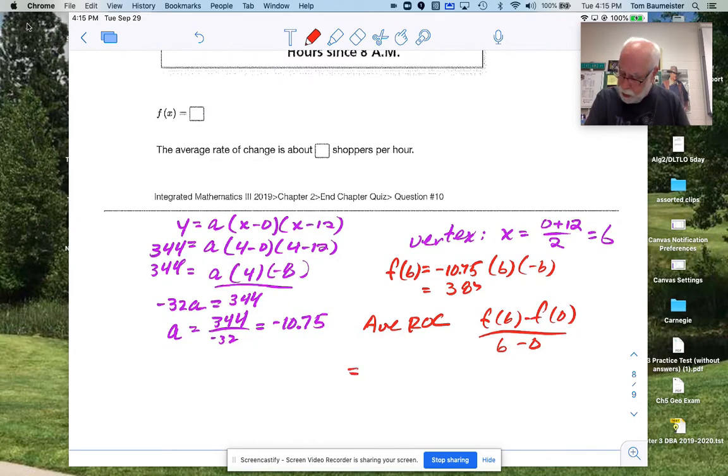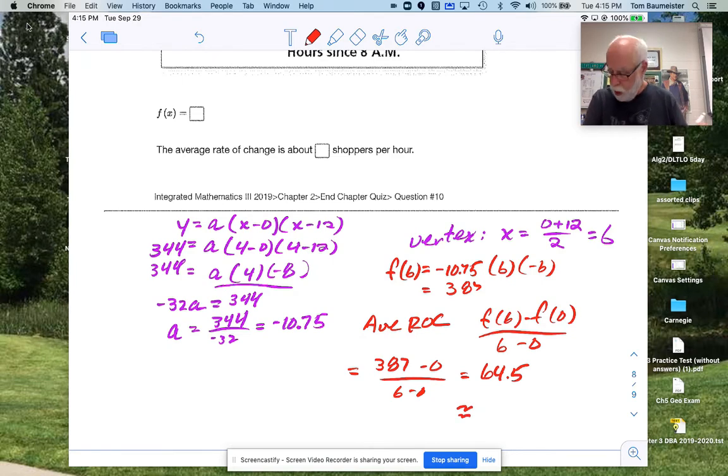So if we work that out, our f of 6, you just told me, was 387. Our f of 0 is 0, right? Because you can tell it's 0, 0. And then it'll be over 6 minus 0. So it looks like it's just 387 divided by 6, which is 64.5. And the best way to think about it, ladies and gentlemen, is you cannot have half a person, right?